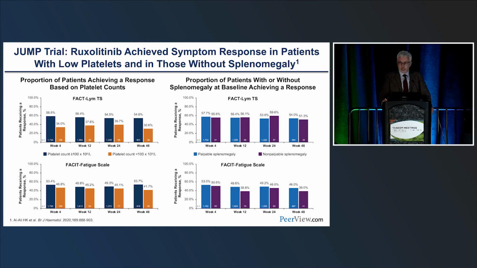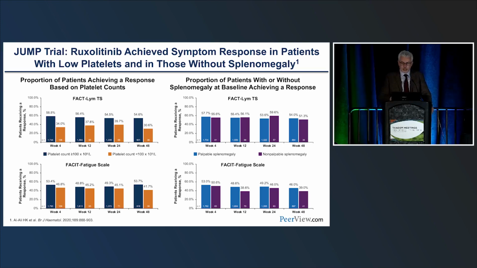And on the right side is a comparison from this very large study in response in the symptoms between the patients that had a big spleen and did not have splenomegaly at all. This is on the right side. In other words, presence of the spleen is not a prerequisite for improvement in the quality of life.